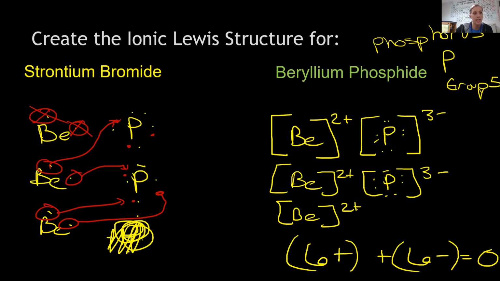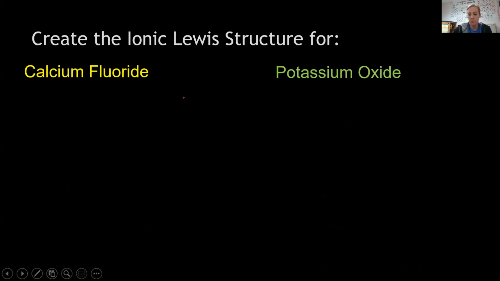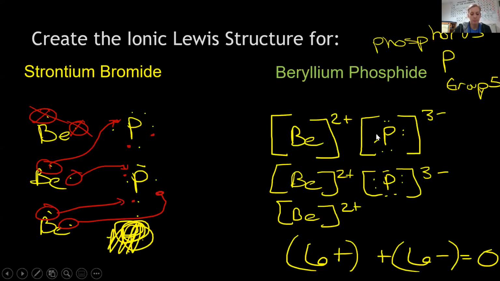So if we were to write this compound formula with just the letters and the subscripts, what would it be? Anybody? Would it be Be3 and P2? Yeah, go back. It would be beryllium has 3, so it'd be Be3P2.